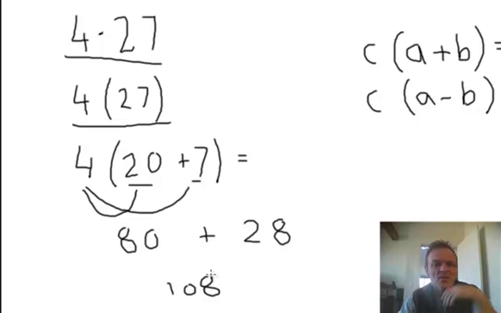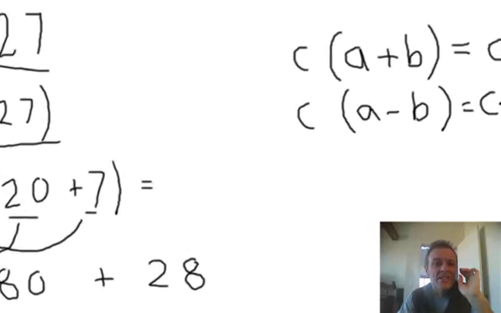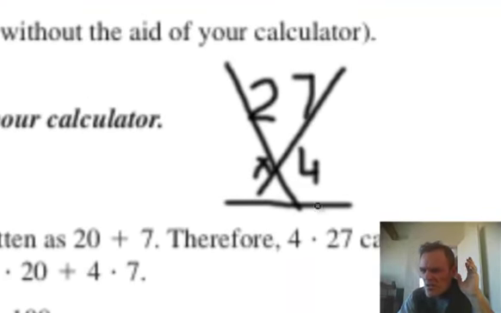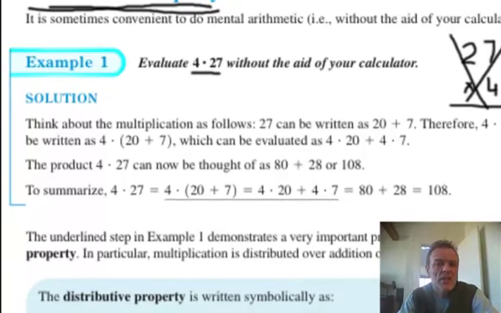So I just did two separate little multiplications, then added them together. I didn't even really do this. I didn't go 7 times 4 and carry this and that kind of thing. I just split it into two little multiplications.